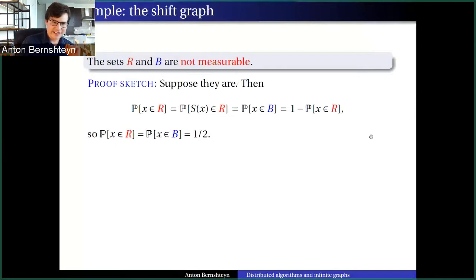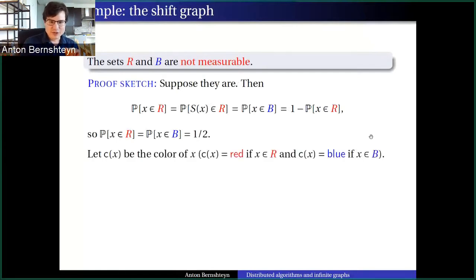Calculation. Okay, great. So on the one hand, we know this. Now I'm going to show that actually this cannot happen. It cannot be that both of these have probability 1/2. So let me introduce this notation. Let C of x be the color of x. So C of x is red if x is in R, and blue if x is in B.